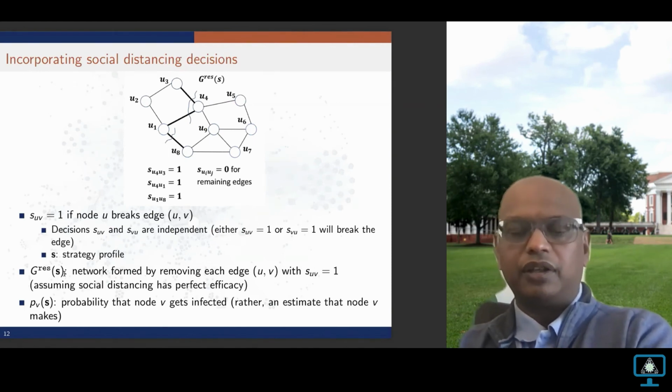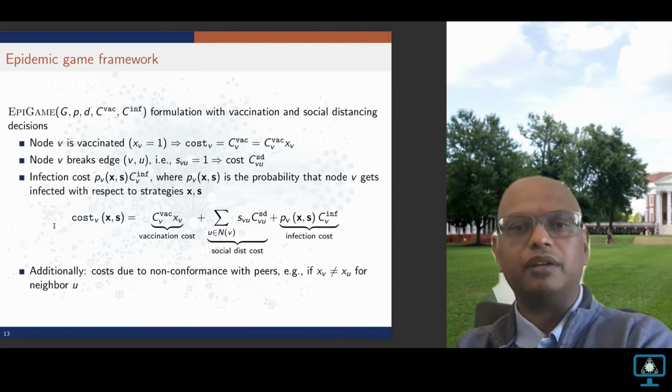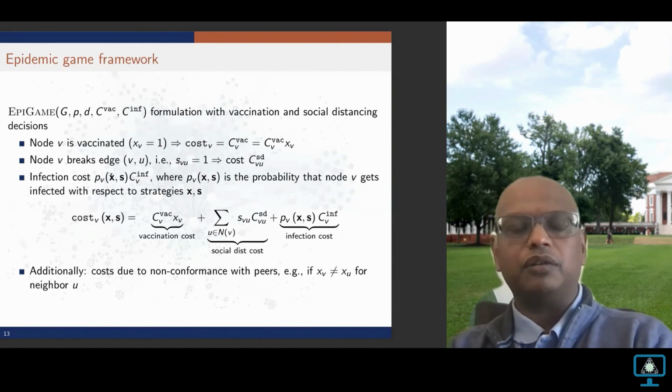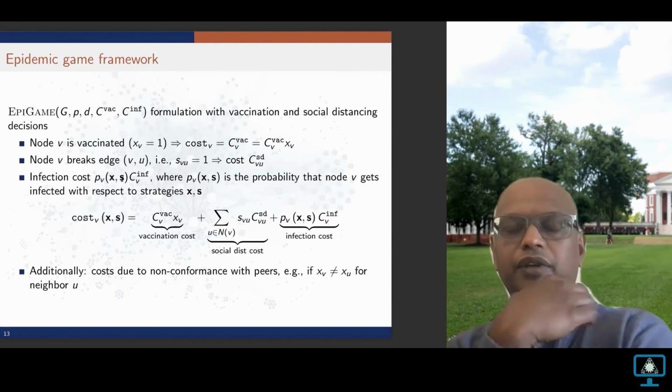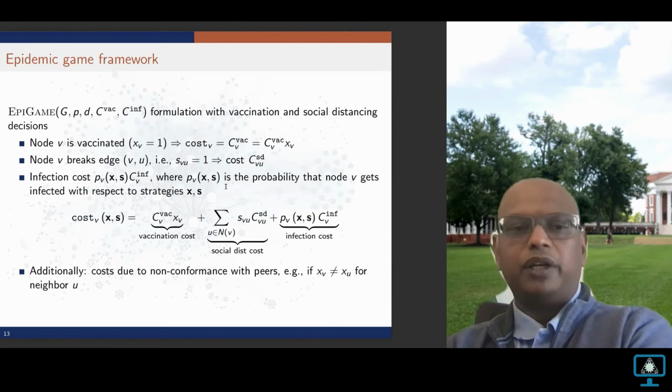Again, there's a residual graph with the edges gone, and you can look at the probability that a node gets infected in this residual graph. Now, just as again an illustration, we can put both vaccination decisions and social distancing decisions together. A node can decide whether to get vaccinated or not, and whether to break an edge or not. X is the strategy vector corresponding to vaccinations, S is the strategy vector corresponding to social distancing, and P_V is the probability that it gets infected with respect to these strategies.